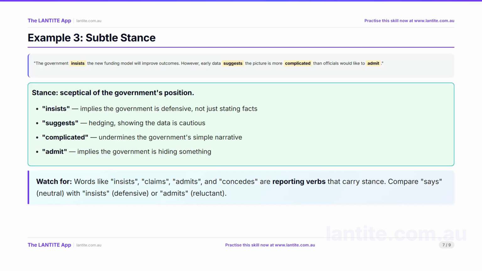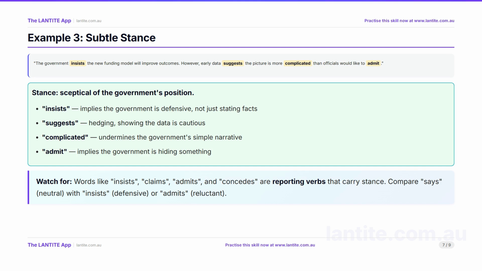Sometimes stance is hidden, and you need to look carefully. This passage seems factual at first glance, but look at the word choices. The government insists. Why insists and not says or states? Insists implies the government is being defensive, pushing back against doubt. Early data suggests the picture is more complicated. Suggests is hedging, but complicated undermines the government's simple narrative.